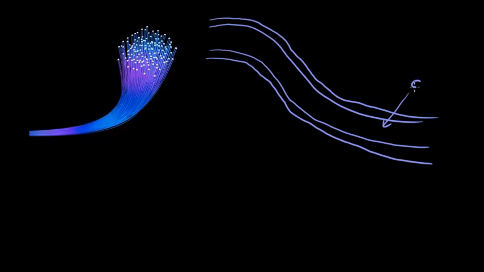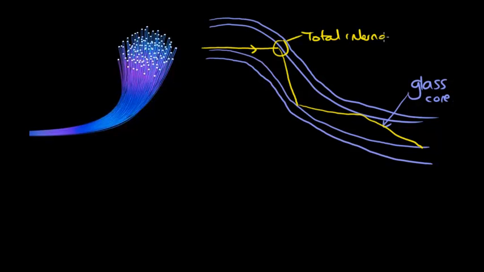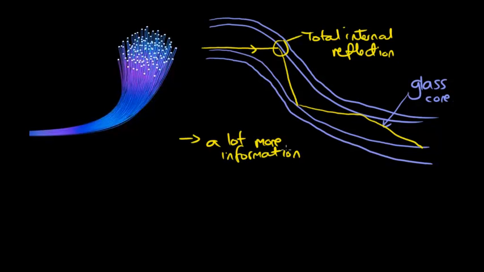So we've got a very optically pure glass core, and we can send a light ray or infrared ray into the fiber, and it will reflect off the inside surface and keep reflecting, and this process is called total internal reflection. And the advantages of fiber optics is that we can carry a lot more information than radio, because it's much shorter wavelength, and it's more secure.